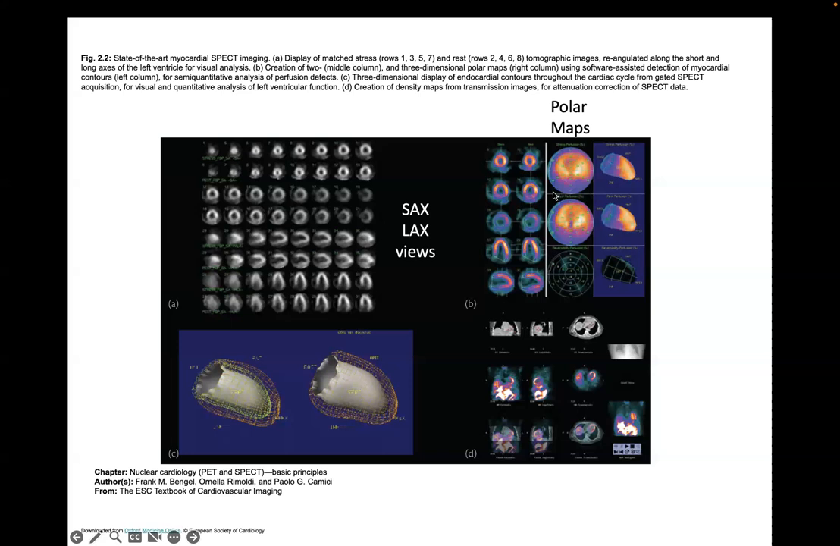The patient's chest would be here above it. This is the lateral wall, so the left arm would be over here. This is the septum, so the right arm would be over here. And then this is the posterior wall, and so the patient's back would be down here.